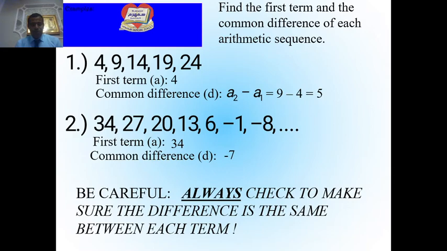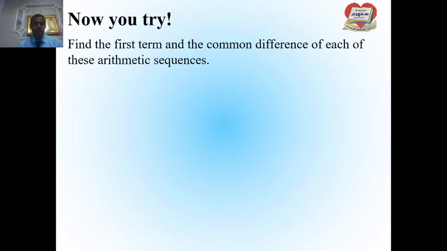Be careful, my students: always check to make sure the difference is the same between each term. For example, here 24 minus 19 is 5, 19 minus 14 is 5, 14 minus 9 is 5, 9 minus 4 is 5. This is what we call the common difference. Okay, now we will try this ourselves.